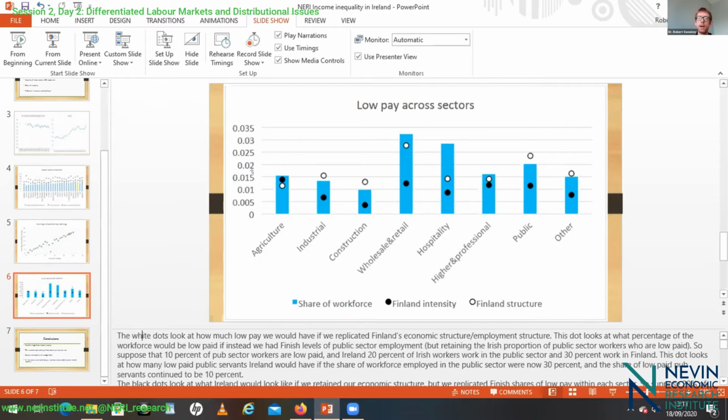In general, we would have fewer low-paid workers if we replicated Finland's economic structure, but it doesn't change things that much, basically. The black dots look at what Ireland would look like if we replicated Finland in terms of the intensity with which it uses low pay, and we retained our current economic structure.